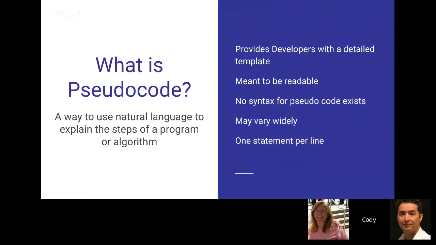Pseudocode is basically a language, but it's not a programming language. It is a readable language, something that anybody would be able to understand. This would be a detailed list of the steps in the design of the program. There is no set syntax for pseudocode, so there are many different variations of how it is written, but the important thing is that it is detailed and only has one statement per line.